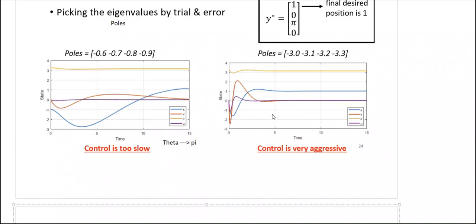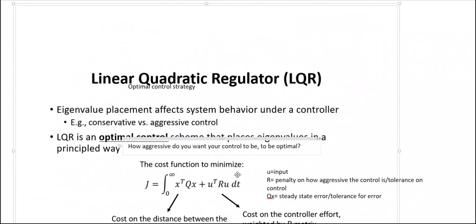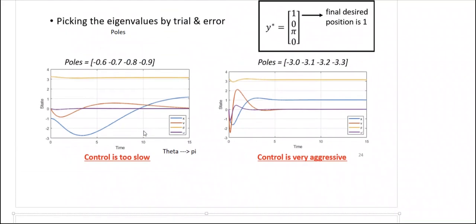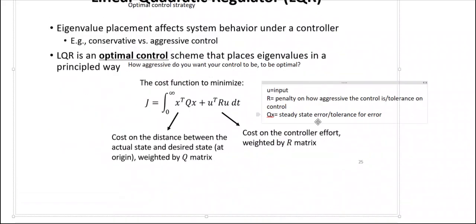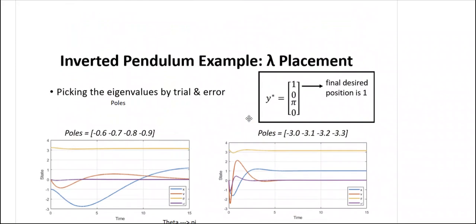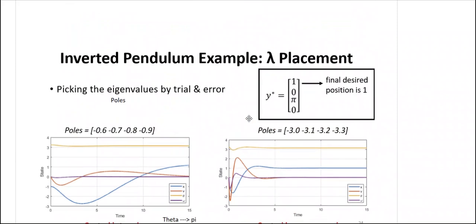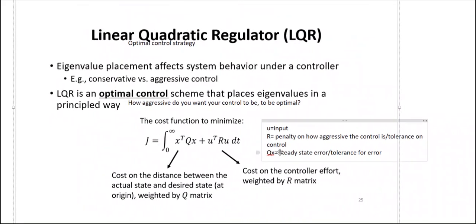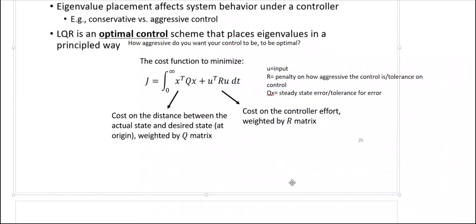It is inversely related to the aggressiveness of control. If R is really big, the penalty for aggressive control is big, so it'd be slower control. Whereas if R is really small and there's no cost to controlling aggressively, the control will be more aggressive. In applications where things are really delicate and we don't want aggressive control, we would need slow control. Now Qx is like the steady state error or tolerance for error: the distance between the actual state and the desired state. And this is the cost of the controller effort weighted by our matrix.